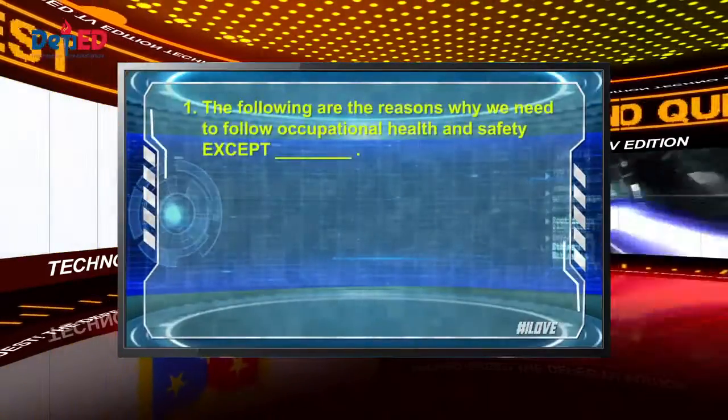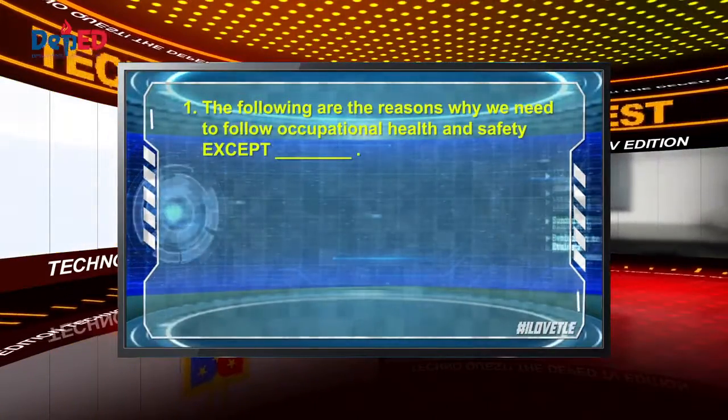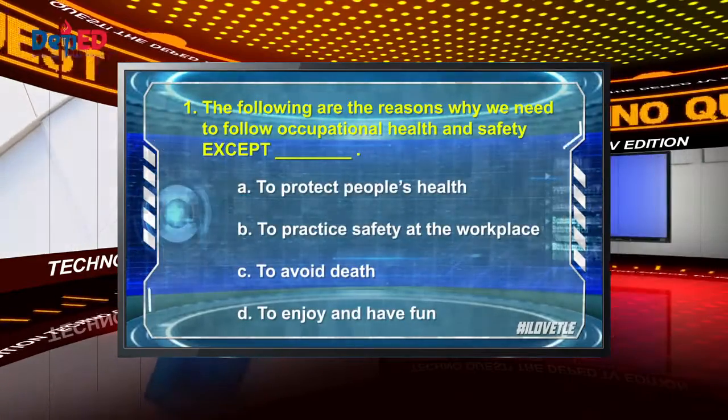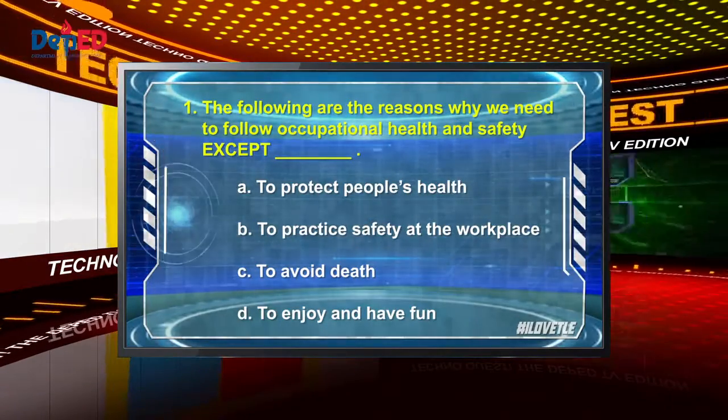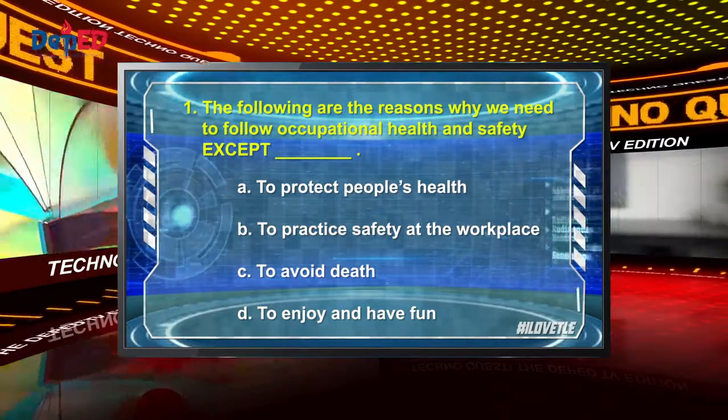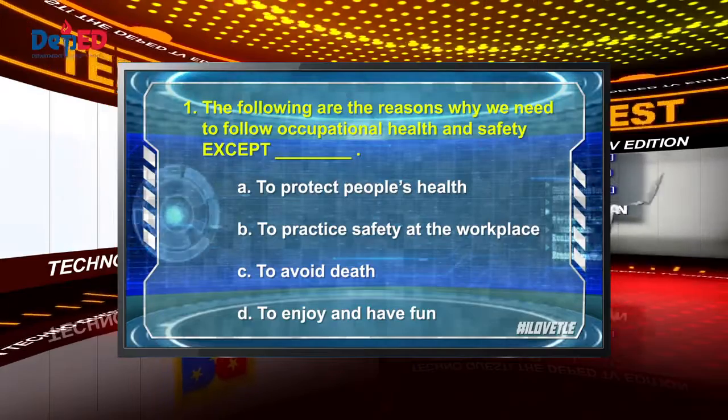The following are the reasons why we need to follow occupational health and safety, except: A. To protect people's health, B. To practice safety at the workplace, C. To avoid death, or D. To enjoy and have fun.